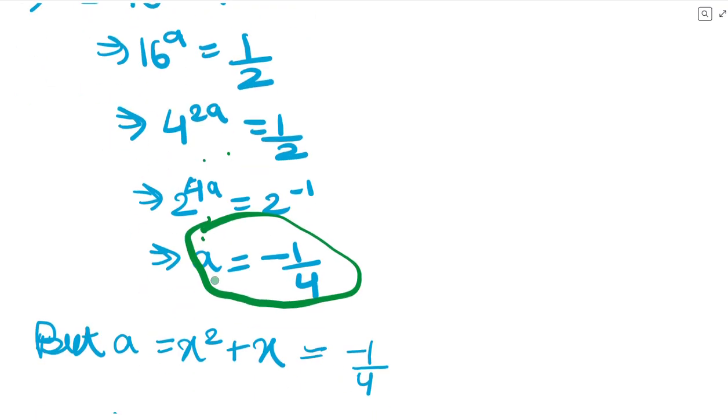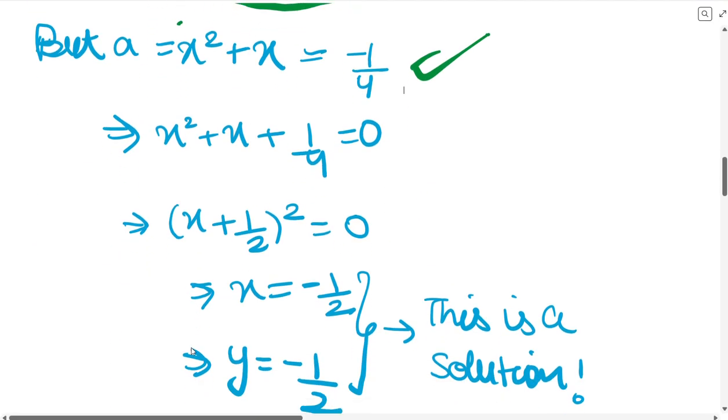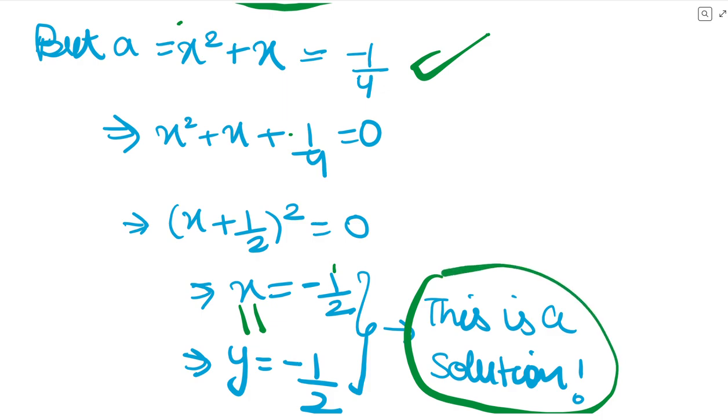But we don't need a as the final value. We still need to solve for x and y. So we'll substitute the value of a as x square plus x and equate it with minus 1 by 4, right? Then we'll put this on the left side and we'll see it is a perfect square and we are getting x as minus 1 by 2. And since x and y were equal, y is also minus 1 by 2. Hooray, we got a solution, right?